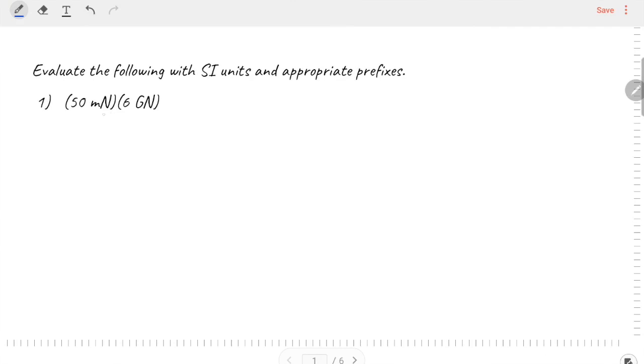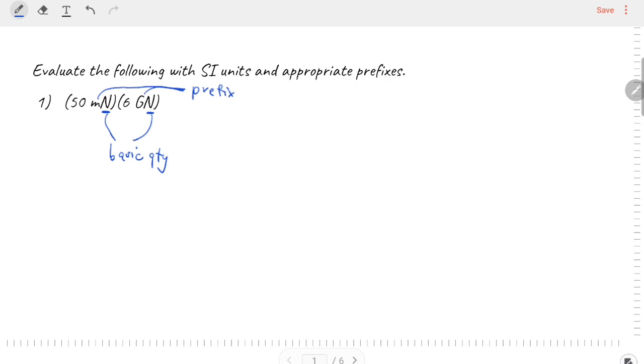Okay, now let us look at an example of using prefix. From this question, we know that the Newton, the capital N, is actually the basic quantity for force. And the prefix involved in this equation would be the milli, the small letter m, and also the giga. So that is the prefix.